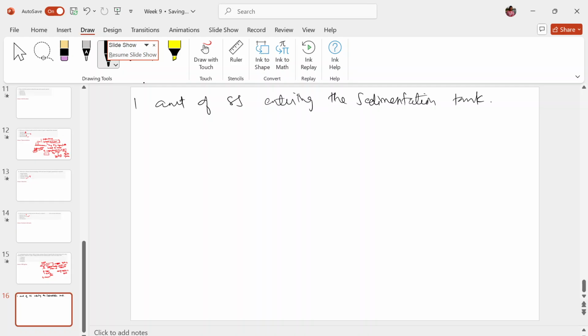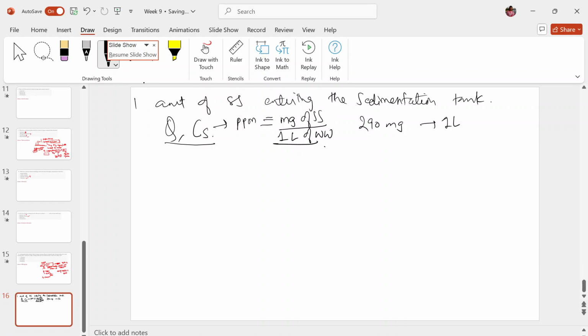For that, you are given two data. One is the flow rate, another is the concentration. This is nothing but volume per day, and this will be concentration. So per liter, how much suspended solid is present? It is given in ppm, which also means milligrams of suspended solid present in 1 liter of wastewater. So if 290 milligrams is present in 1 liter, now if per 1 day 5 million liters of water is entering, how much amount of suspended solids will it have?